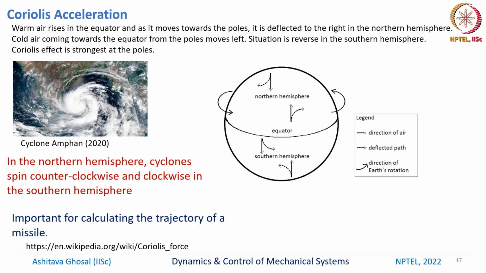So if there were no Coriolis acceleration, it would go and hit somewhere else. But due to the Coriolis acceleration, it will move to the left or right, depending on which way it is moving.